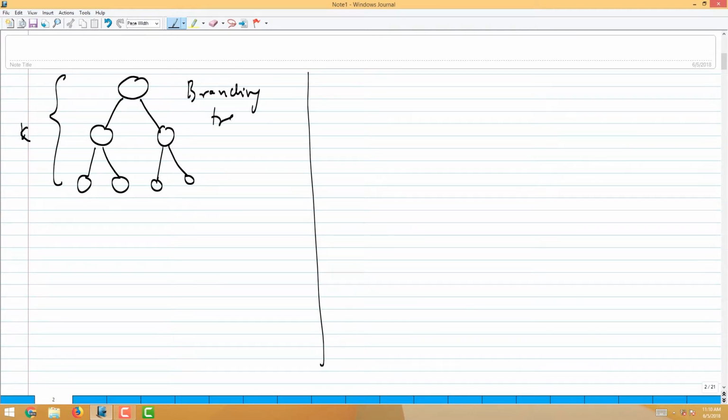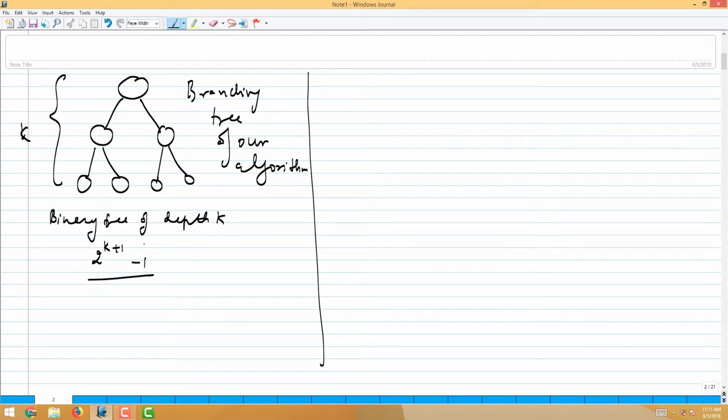And we were interested in bounding the number of nodes in this. So how many nodes are there in such a tree? It's a binary tree of depth k. How many nodes are there in such a tree? 2^k. Sorry? Yeah, so it's not 2^k, right? This tree has 2^k leaves. So it's 1 plus 2 plus 2^2 plus so on till 2^k.